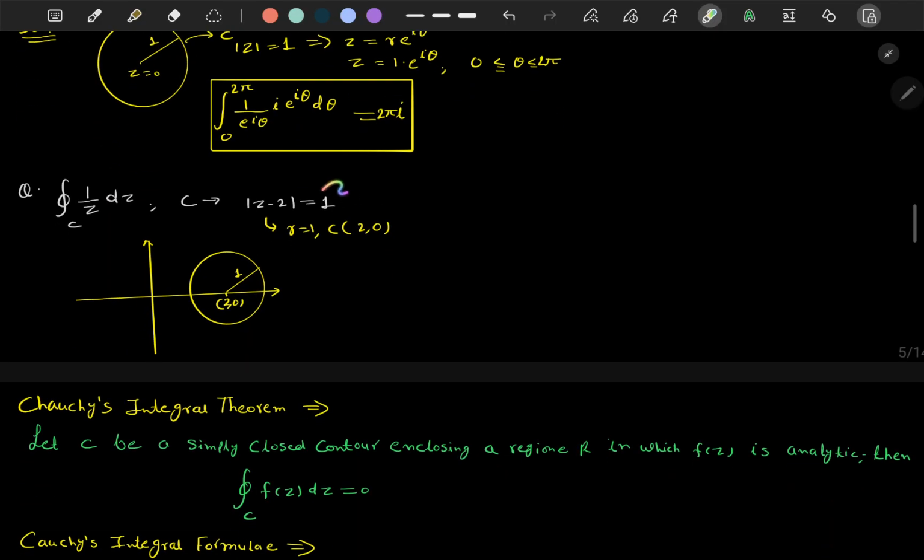Now if the contour is mod of z minus 2 equal to 1, then what is it defining? It is showing a circle of unit radius, but the center is 2, 0. So here also 2, 0.